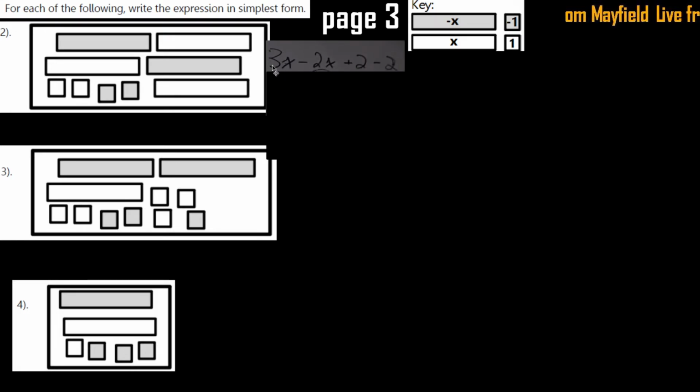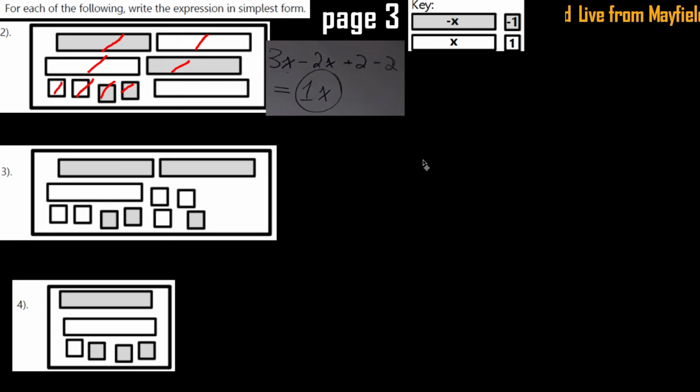So I had 3 positive x's, 1, 2, 3. Again, I'm using the key that is given. I have 2 negative x's, 1, 2, 2 positives, 1, 2, and 2 negatives, 1, 2. I can make those zero pairs. I'll use a red to cancel off: 1 negative, 1 positive, 1 negative, 1 positive. What's going to be left? Well, it should have a positive 1x, and then with the ones, a positive and a negative, and a positive and a negative, the only thing left over is just that 1x. So that is our simplified expression.